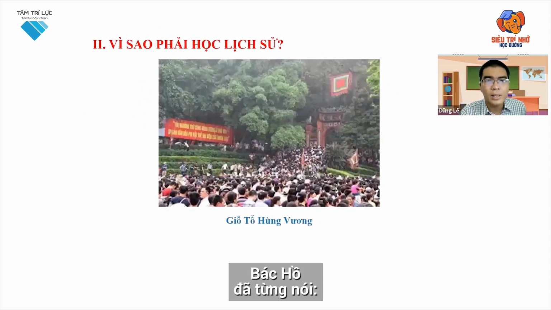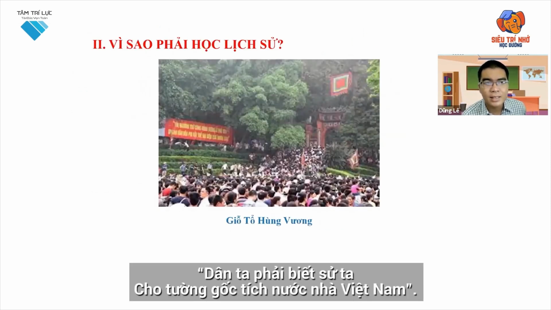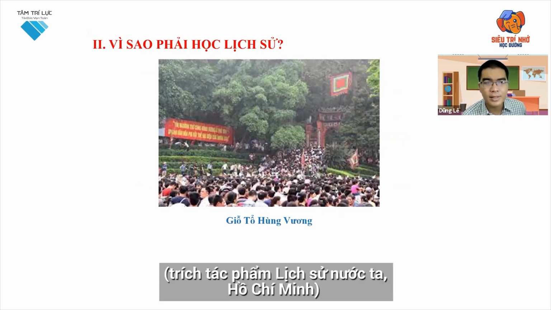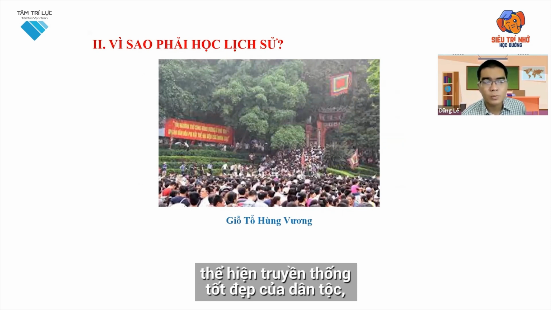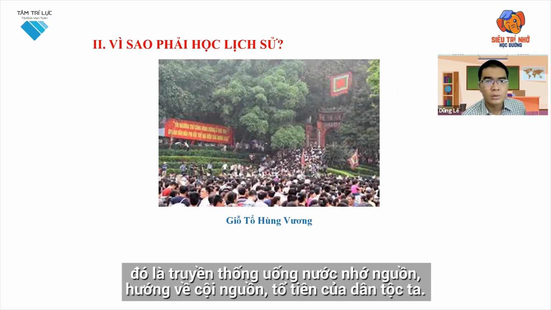Uncle Ho once said, as citizens we must know our history to understand the origin of Vietnam from the history of our country. Please observe, this is an image of our people participating in the Hung King's Festival, at the Hung King's Temple, Phu Tho, showing the beautiful tradition of the nation, which is the tradition of remembering our origins and ancestors.